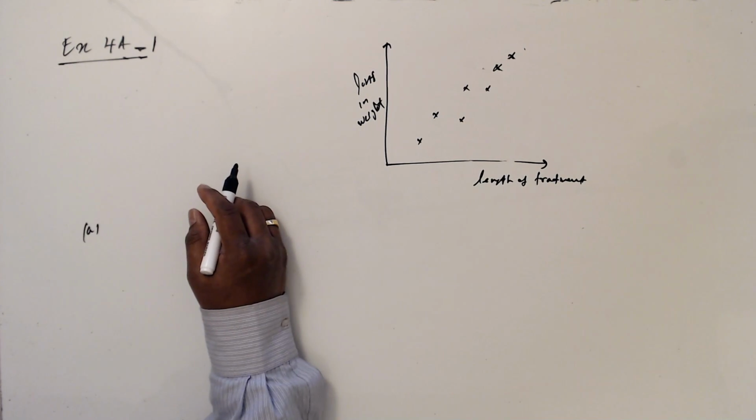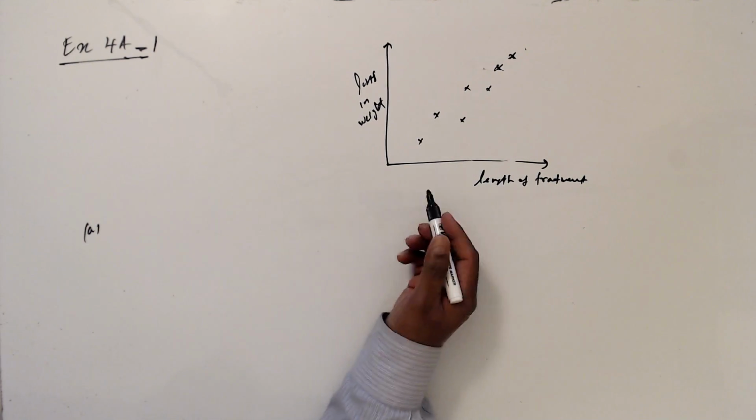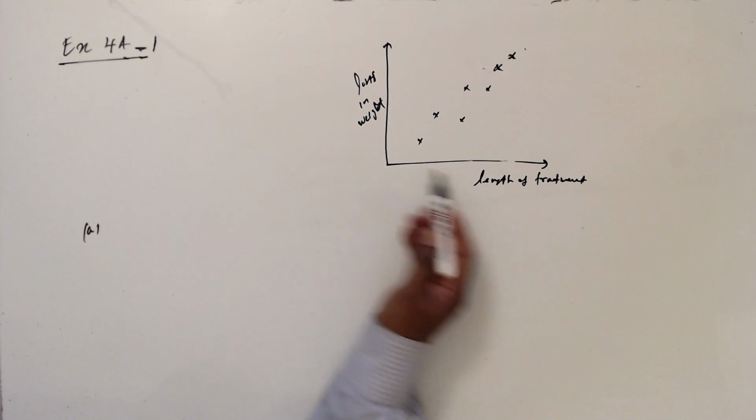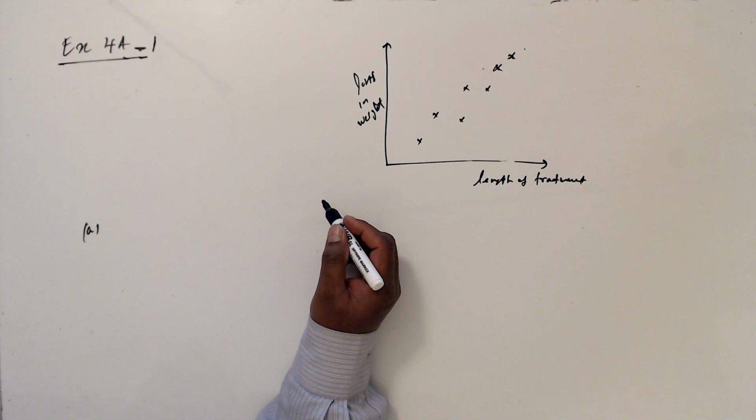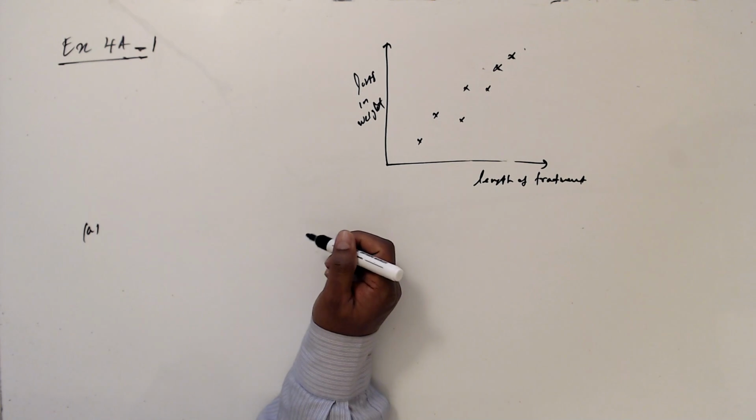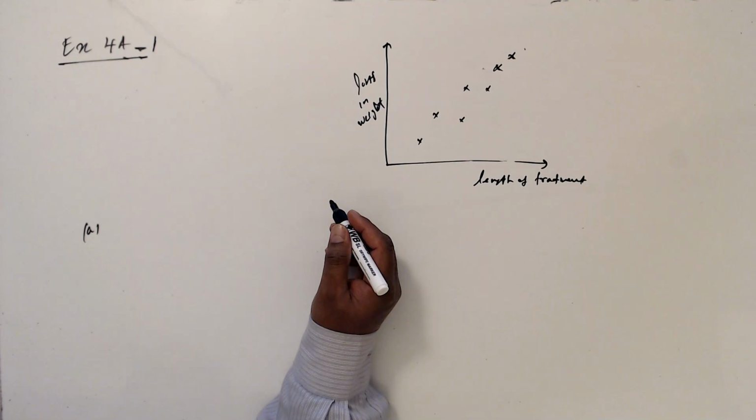Exercise 4A, question number 1. It's about the experiment of a treatment and the loss in weight. We can see the scatter diagram plotted. And question A: describe the type of correlation shown by the scatter diagram.